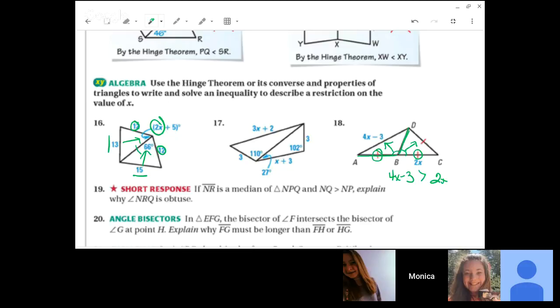So if we look here, 15 is the largest measure, so it's going to be across from the largest angle. So when we set this up, we'll have 2x plus 5 is less than 66, because 2x plus 5 is going to be across from the smaller side. And then you just solve for x.